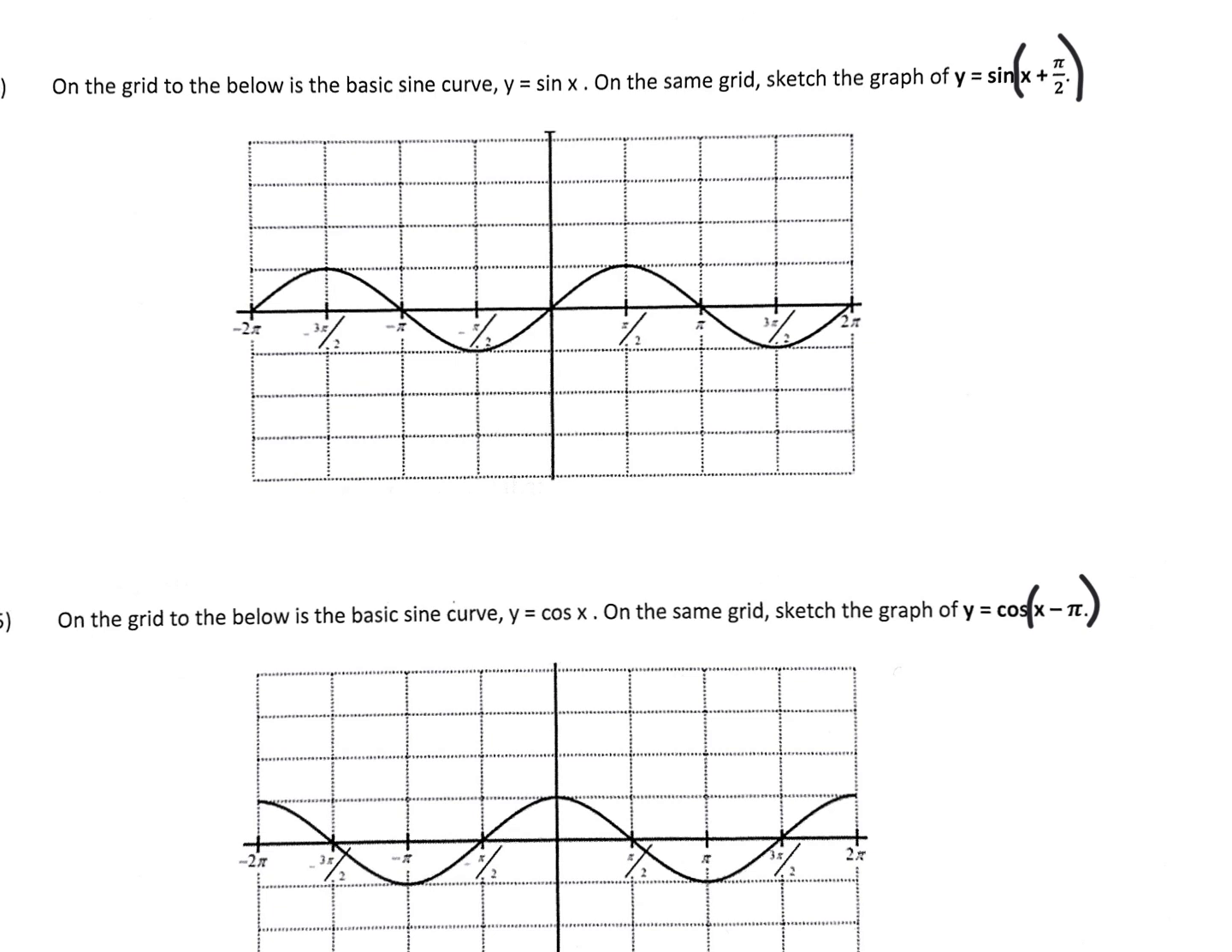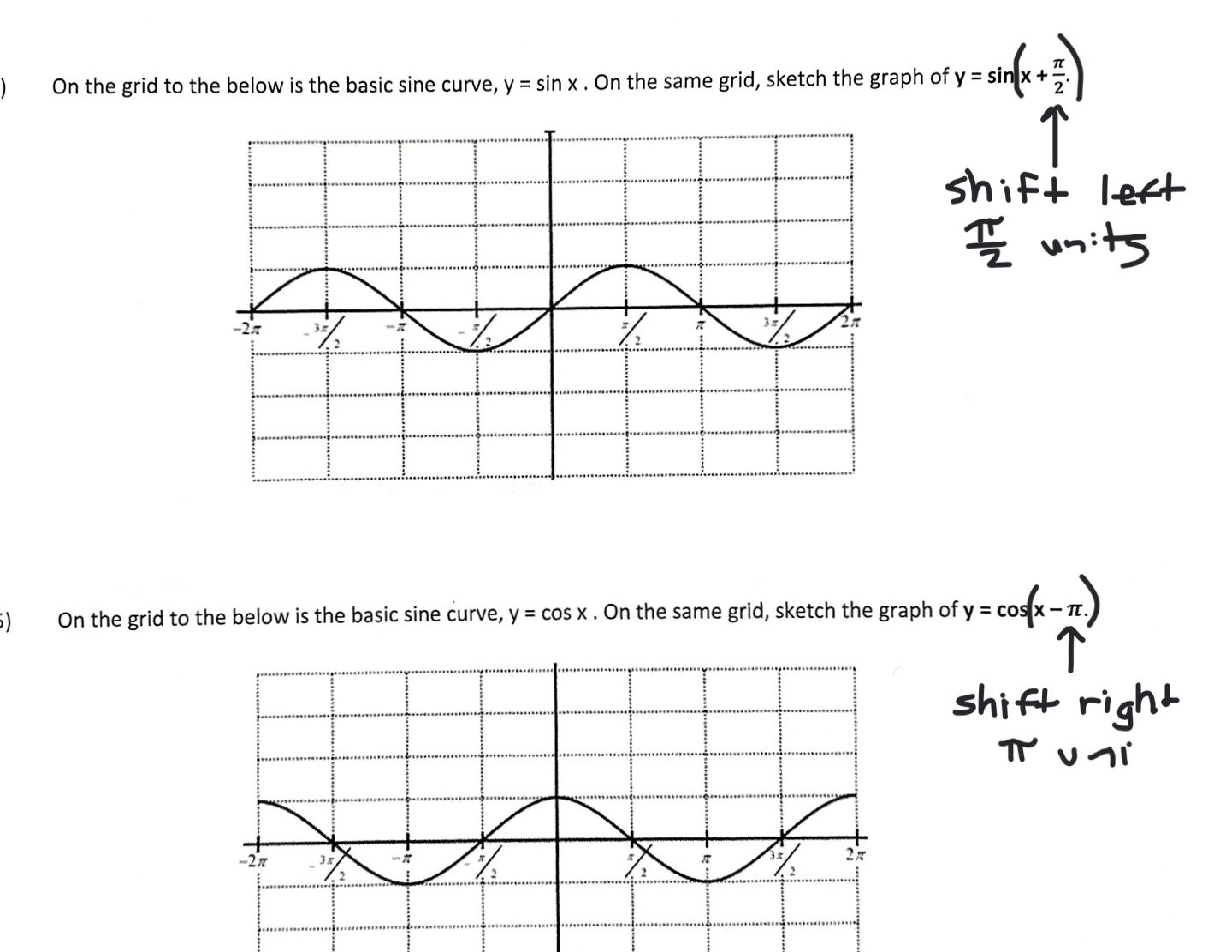If you add a number within the parentheses, like we're doing here on number 24, doesn't that shift it to the left? Remember, it's the opposite of what you would think. So when you have a plus sign within the parentheses, it shifts it to the left. So this is going to shift to the left pi over 2 units. Okay, whereas when you have a subtraction sign within the parentheses, it's shifting it to the right. So this is going to shift to the right pi units.